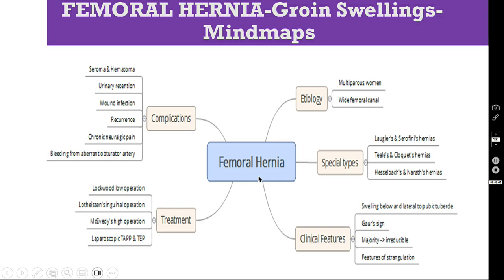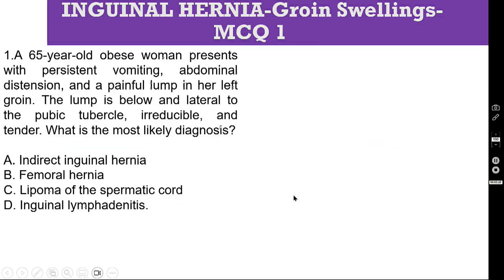I am including the mind maps also because a mind map is a very powerful teaching tool. Whatever I am teaching in the whole video, all the important facts are there on a single page. So here you see I am discussing the etiology, special types, clinical features, treatment and post-op complications of femoral hernia. All these things you can pause the video and go through thoroughly.